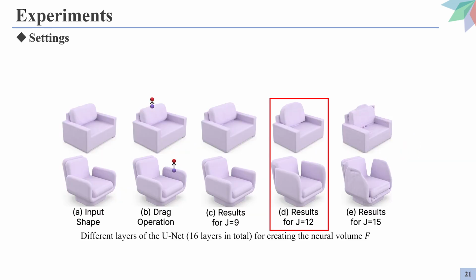And here is the ablation test that demonstrates why the authors decided to extract the neural feature volume from the 12th layer. The shallow layers, such as the 15th layer, provide rich spatial context, but they contain limited shape semantics, resulting in compromised shapes. The deeper layers, such as the 9th layer, provide more shape semantics, but they lack the spatial context to modify the target shape. The 12th layer, the one chosen by the authors, clearly demonstrates the best results.